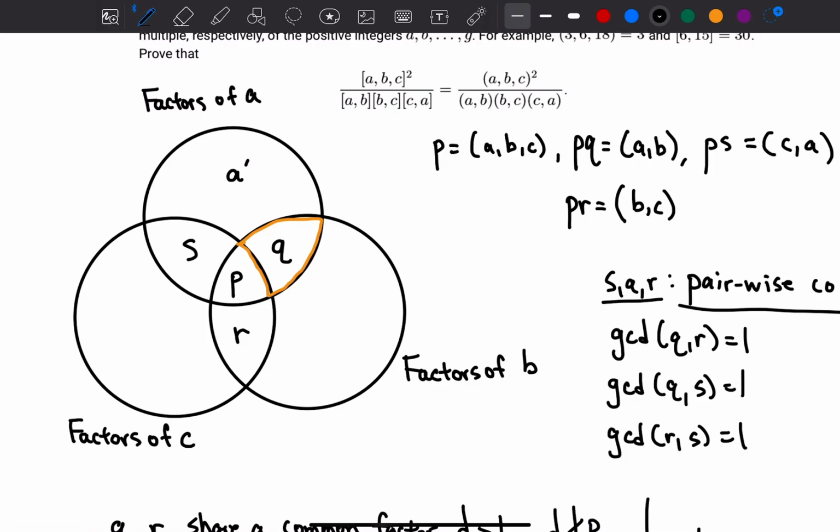We already know that A has the factors of S, P, and Q, but A also may have factors that are in this section here. This section is not shared by any other section. This is the area where all the prime factors only divide A, and they are distinct to A. All right, we can do the same for other zones, so we get B prime and C prime.